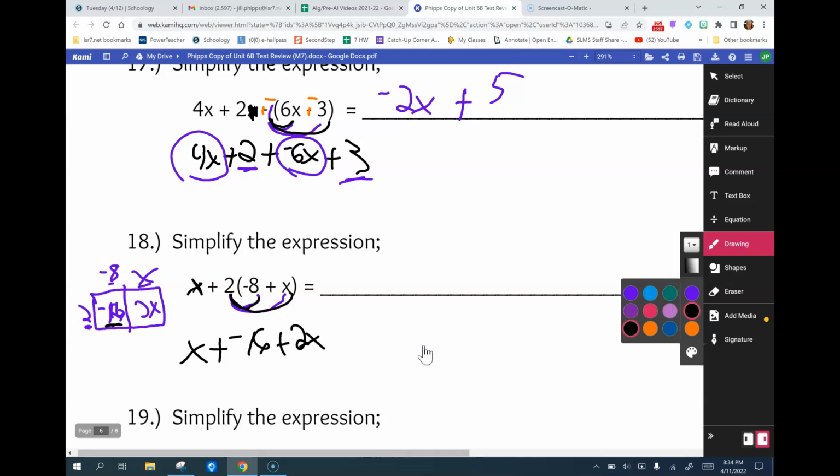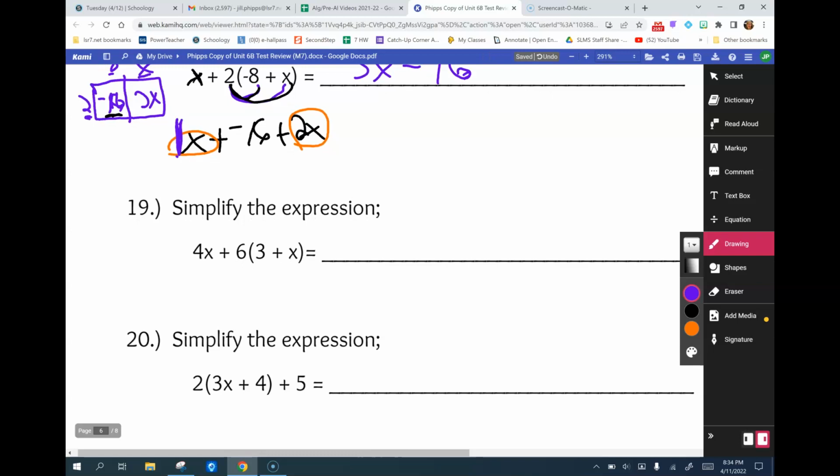I have some like terms I get to combine. 2x and x. Remember, there's a 1 right here. So there's a variable without anything, that means that's a 1x. So 1x and 2x is 3x. And then that 16 just comes along. You can write it as minus 16 or plus a negative 16. Either way is fine. Good.